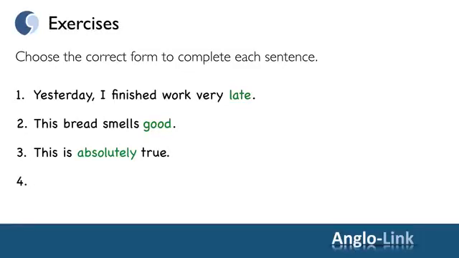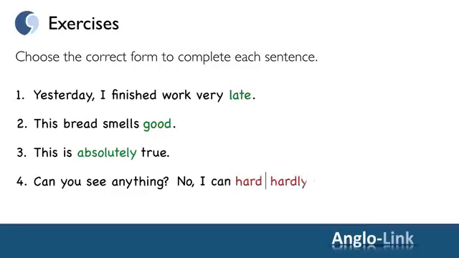Number 4. "Can you see anything?" "No, I can see anything." We're giving a negative answer. Therefore, we need the negative word hardly. No, I can hardly see anything.